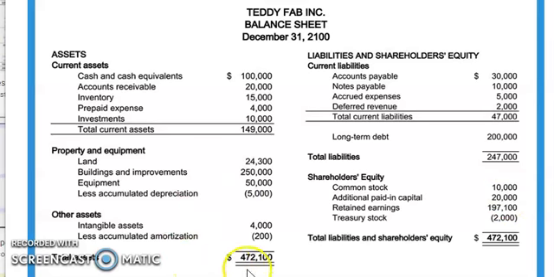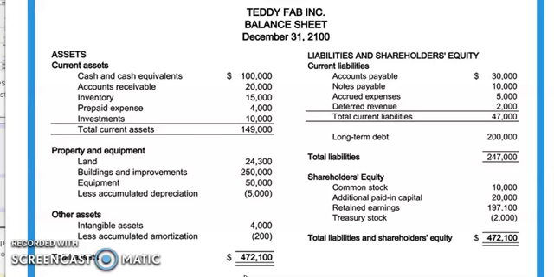So we see our assets right here are 472,100, and the liabilities plus equity are 472,100. So if these numbers do not equal each other, then there's a problem somewhere.